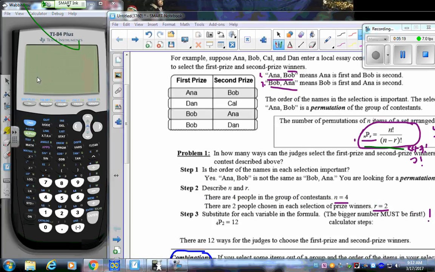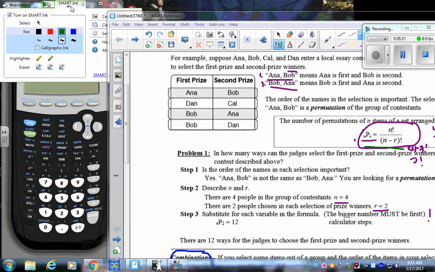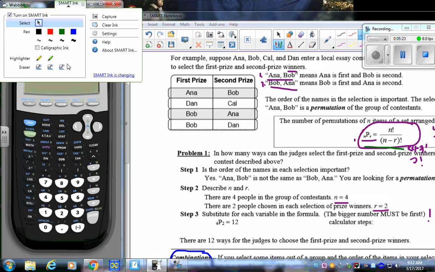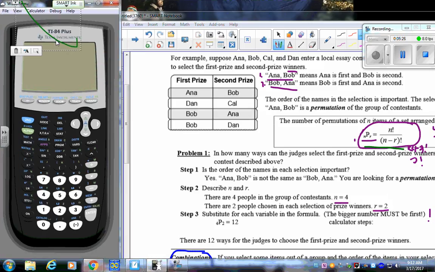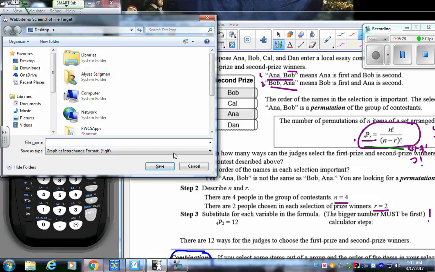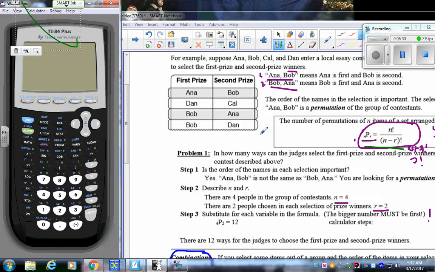Hold on, it's being funny. Okay. I don't even know what's going on.